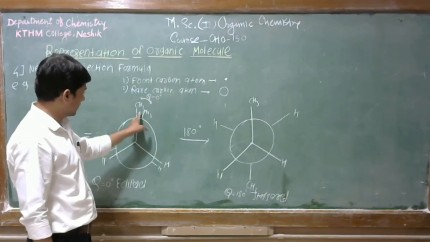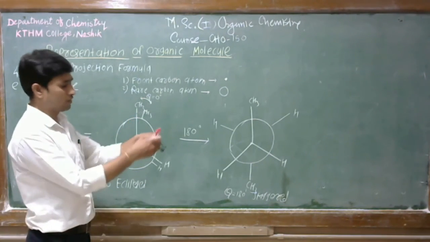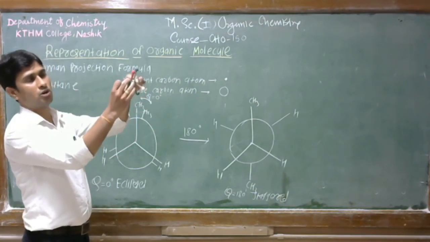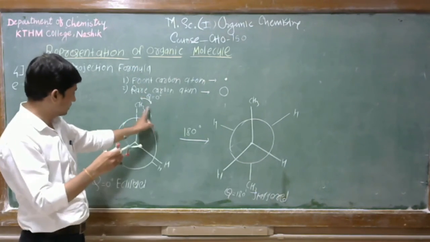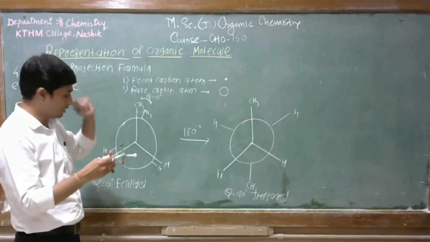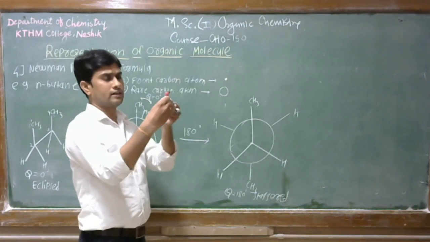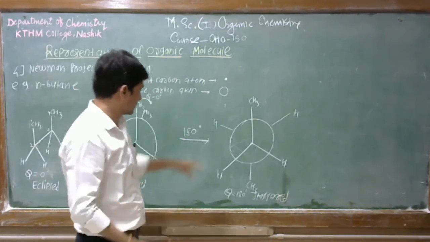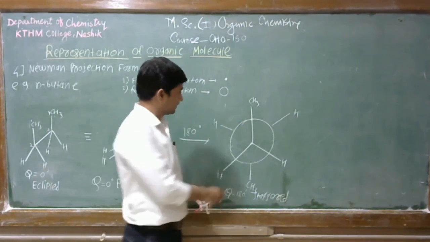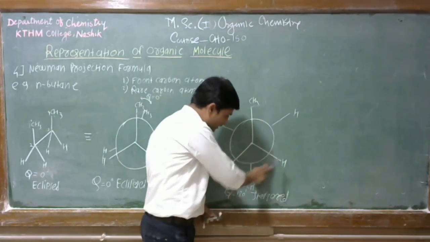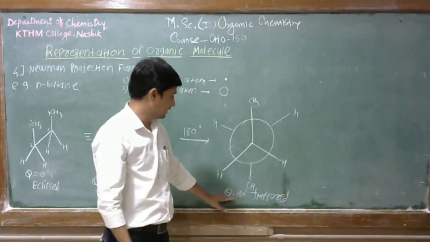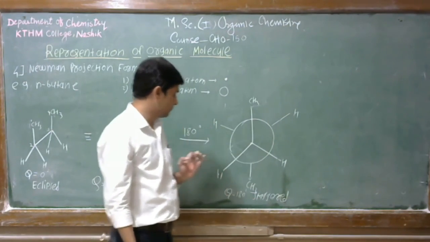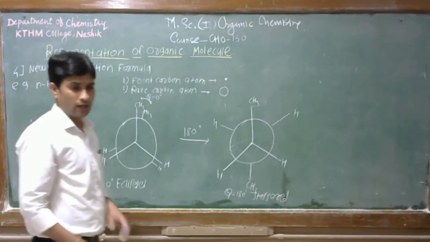And when you rotate this carbon-carbon single bond by 180 degree, this CH3 comes opposite to the earlier CH3, and the dihedral angle will be 180. Hence in this structure we can see the dihedral angle between this CH3 and this CH3 is 180 degree, and therefore this is called the staggered Newman projection formula.